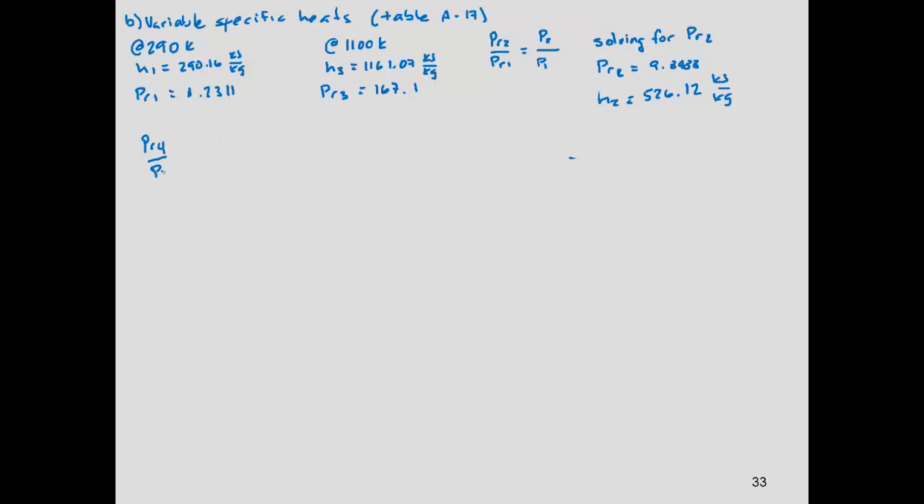And similarly we can do Pr4 divided by Pr3 equals P4 divided by P3, and solving for Pr4 and substituting, we will have Pr4 to be 20.83, and by interpolation we will find H4 to be 651.31.